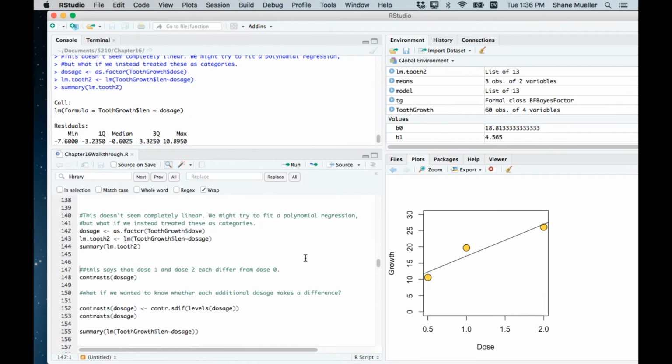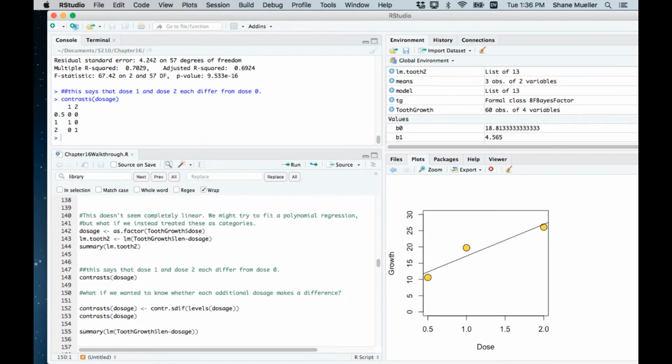But I may want to try different contrasts. Here are the contrasts that are being used. What if I wanted successive difference coding?